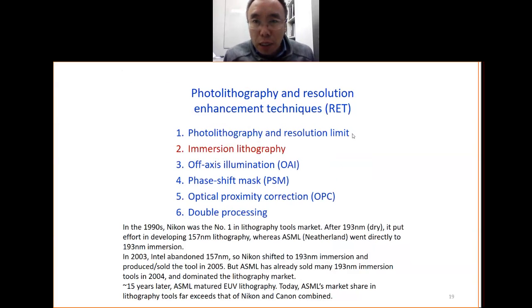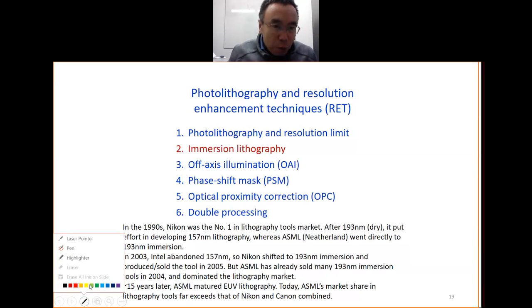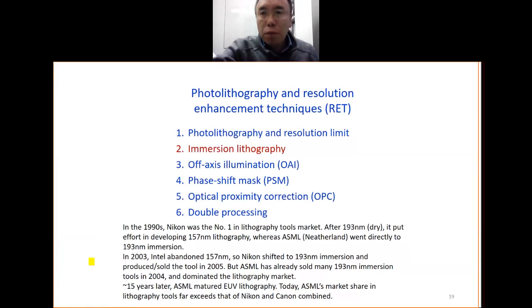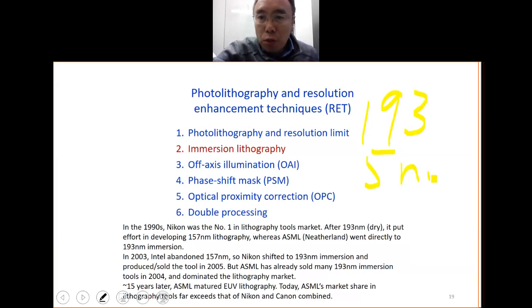Okay, so now let's continue. Here below you will learn how we use a 193 nanometer wavelength to obtain 5 nanometer resolution. So we will use immersion lithography, X-ray illumination, phase shift mask, optical proximity correction, and double processing.